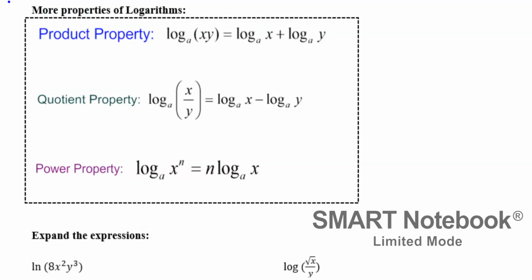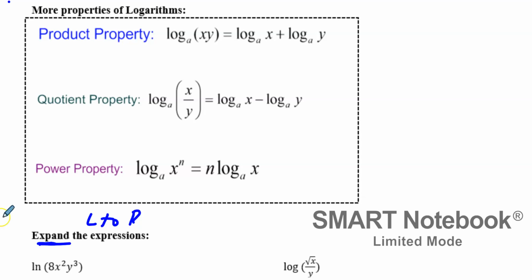So this first direction says we want to expand the expressions. When we're expanding, what we're going to do is go from the left side to the right side. So I'm going to write a little note here that we're going from the left to the right, because you're going from something more condensed to something longer or expanded.